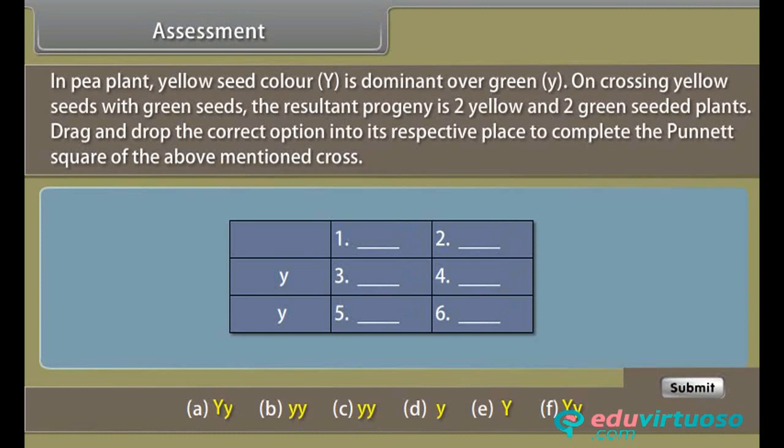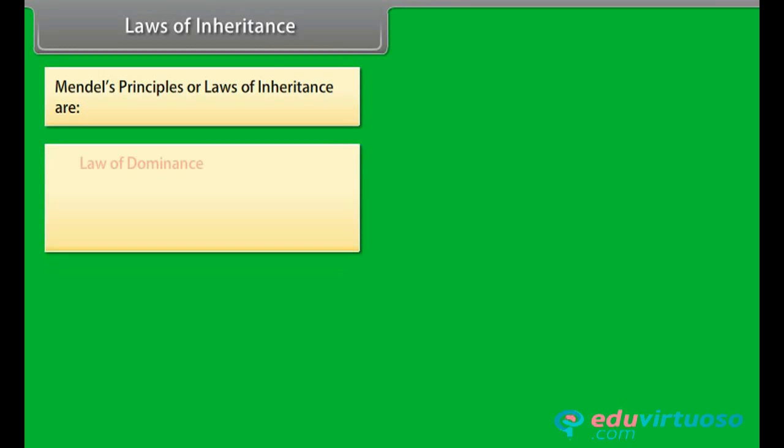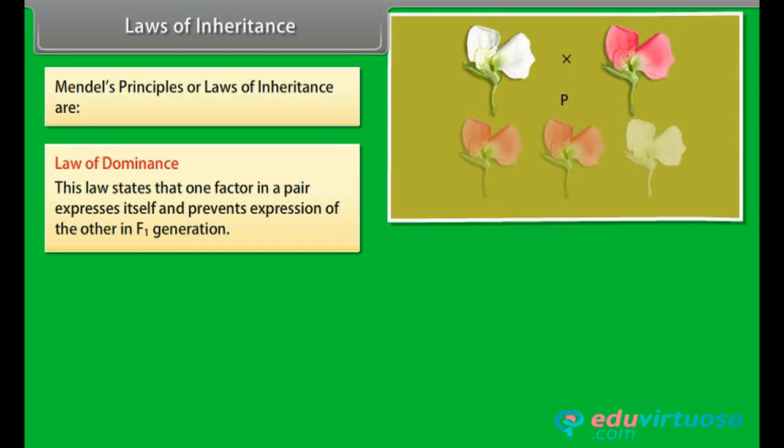Assessment. Before proceeding further, let us know how much we have learned. Laws of inheritance. Mendel's principles or laws of inheritance are: Law of dominance. This law states that one factor in a pair expresses itself and prevents expression of the other in F1 generation.